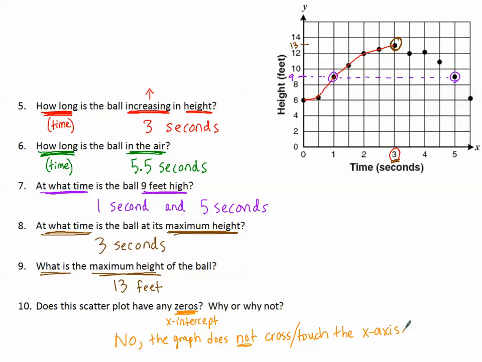What does that mean about the ball? What is the x-axis representing? This right here represents the ground. Does the ball ever hit the ground? Nope. So I could also say the ball does not hit the ground. It is thrown from one player to another player.